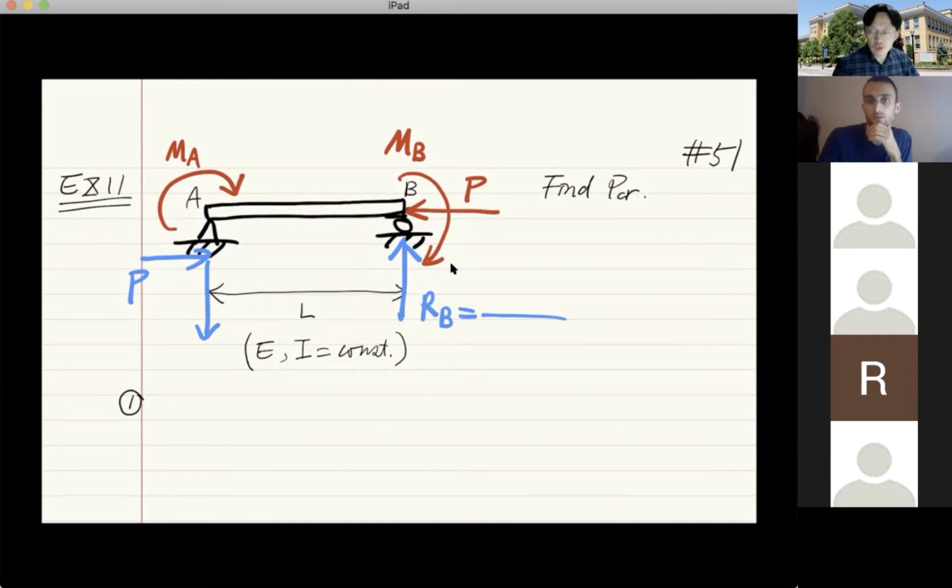That should be the total moment divided by the distance, right? Which is the force arm. And that means because MA and MB have the same direction, MB is just MA plus MB divided by L. And that, of course, equals RA. Right?